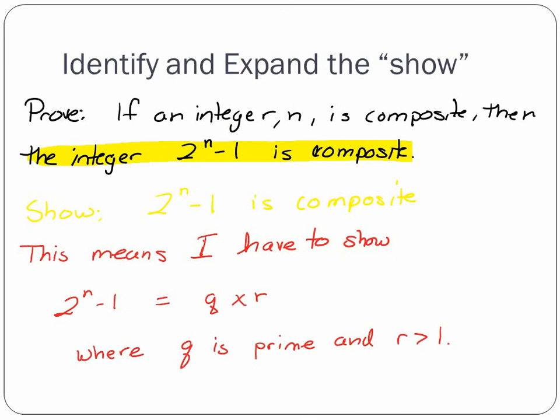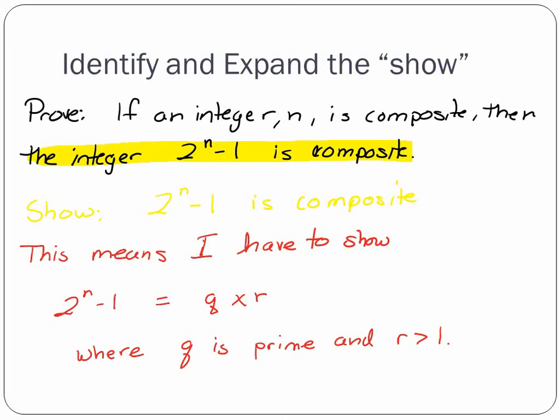What am I supposed to show? Well, that's highlighted here. The integer 2 to the n minus 1 is composite. That means I have to show the same thing I wrote down for the "know". But I don't have a p here. Why don't I have a p there? It could be different, right? It doesn't necessarily have to be the same prime. So just to protect myself in case it might not be the same prime, I call it a different letter. It may end up being the same prime.